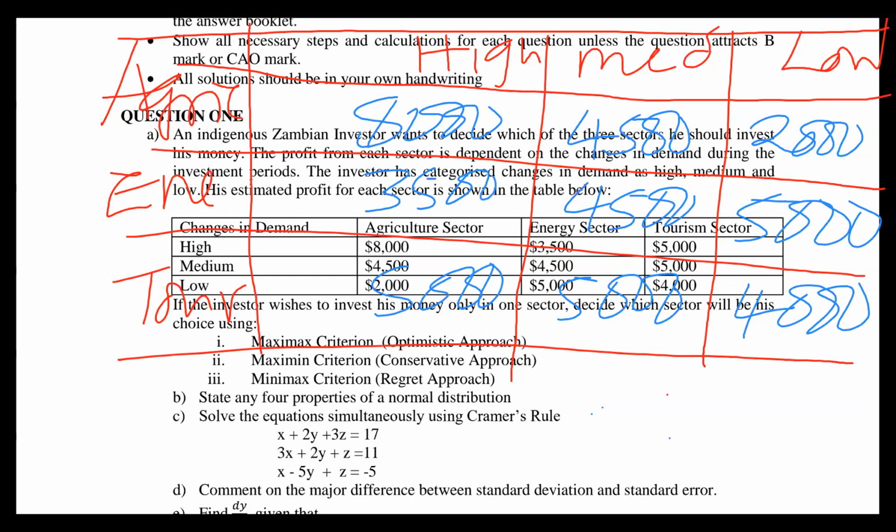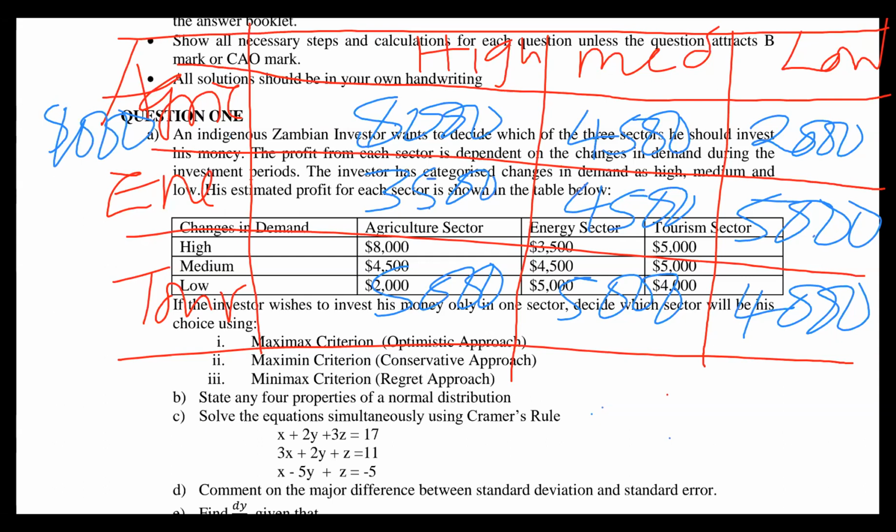Okay. So what we can do in each sector is, for example, for agriculture, choose the highest. We are choosing the maximum. When the demand is high, the payoff is 8,000, when the demand is medium, the payoff is 4,500, and 2,000 when it is low. So the highest payoff from agriculture is 8,000, isn't it? Yes. Then the highest payoff from the energy sector is which one?